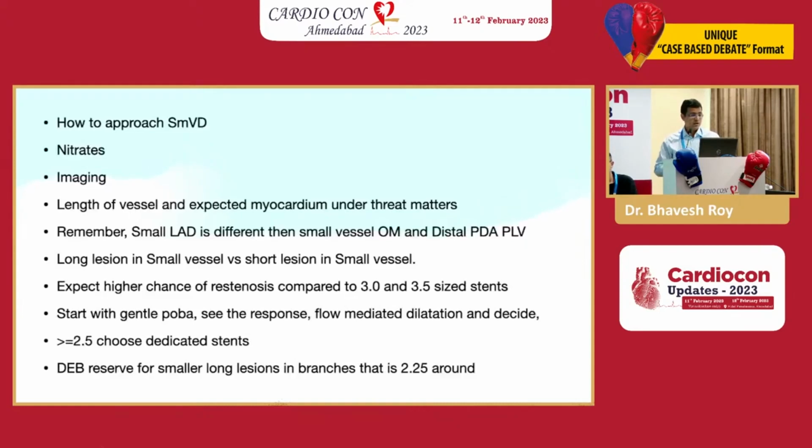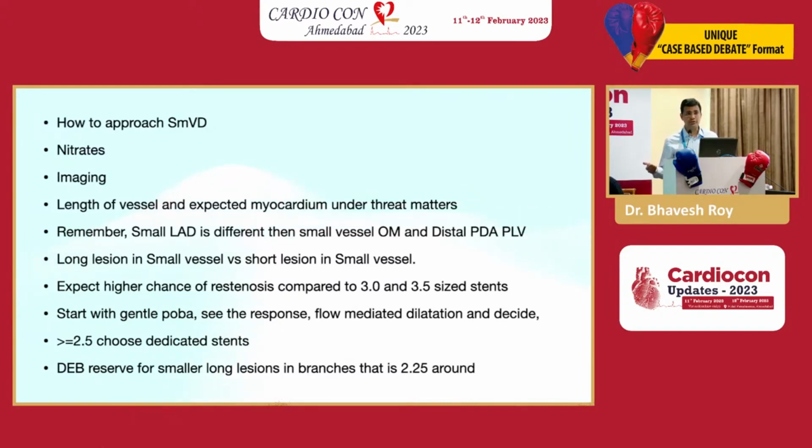And how to approach. This is not related to our patient, but in general, number one, we will give the nitrate. We will go for coronary imaging if possible. We will assess the length of the blood vessel, and the expected myocardium under threat. We will remember that a small LAD is different than a small vessel OM or distal PDA PLV. Long lesion in a small vessel versus short lesion in a small vessel, both are different. If I have a small vessel, but this lesion is very long, where I would be putting a 2.25, 2.5 stent which is of 38 or 48 millimeter, I will differ.